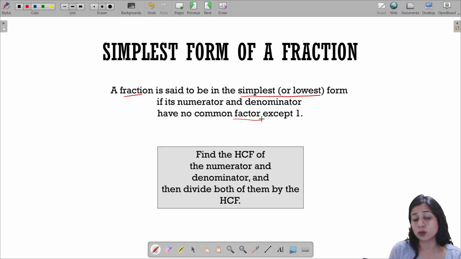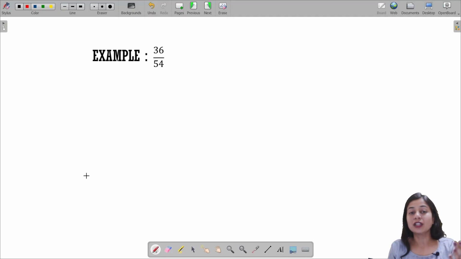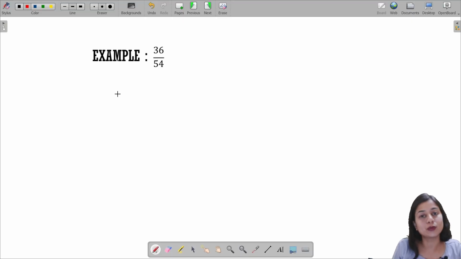But how do we do it? We find the HCF of numerator and denominator and then divide both of them, which results in the simplest form. Let's quickly learn it with the help of an example. Let's learn in detail how to simplify the fraction, like how to find the factors of 36 and 54, then how to find their HCF, then how to divide them with the numerator and denominator to find the lowest form of a fraction.